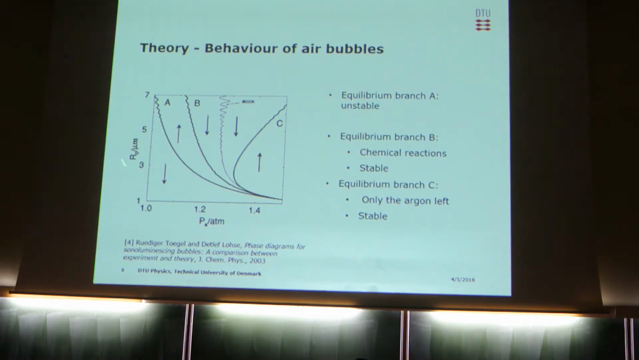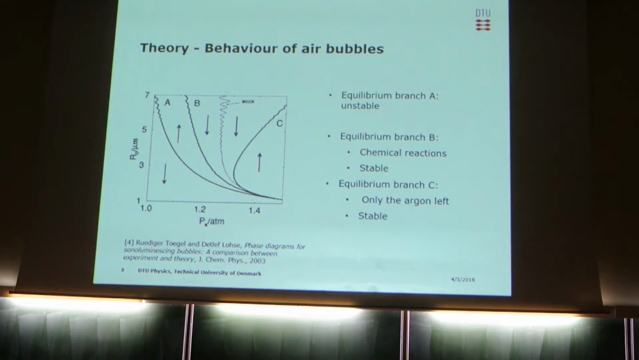Basically, what you have here is three different branches. One here is some equilibrium branch. One here is unstable, between 1 and 1.2 for the amplitude of the pressure. And one at higher pressure, which is stable. And when you come to this branch, you begin to have some chemical reactions.